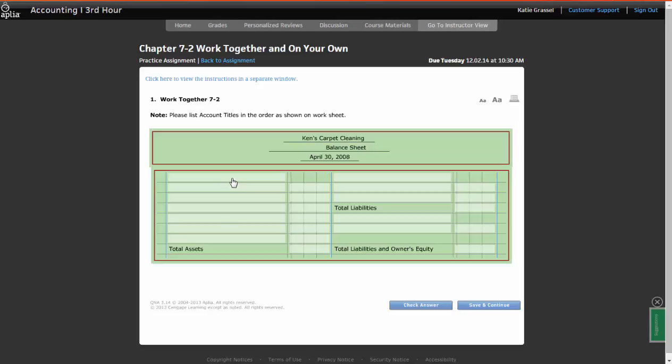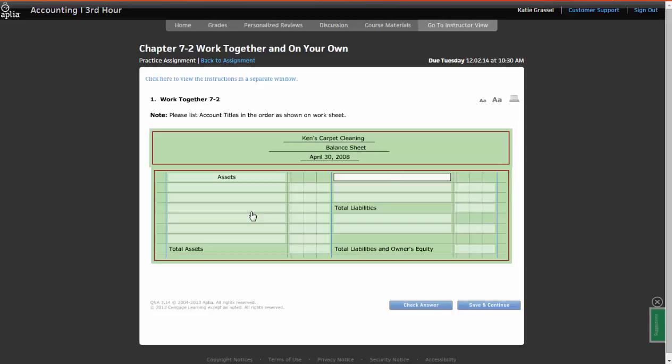So we're going to do the left-hand side first. What I need to do is put my classification of my account. So I'm going to put assets. And notice that the word assets is centered. If you have to do a balance sheet by hand, you will lose points if your account classifications are not centered.